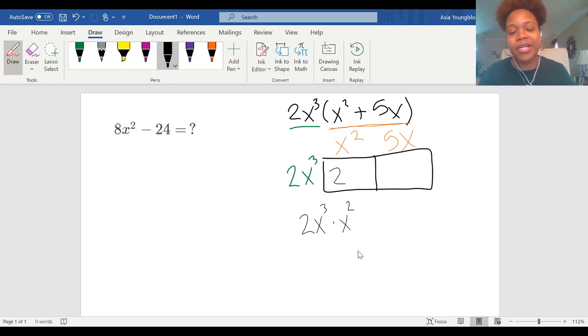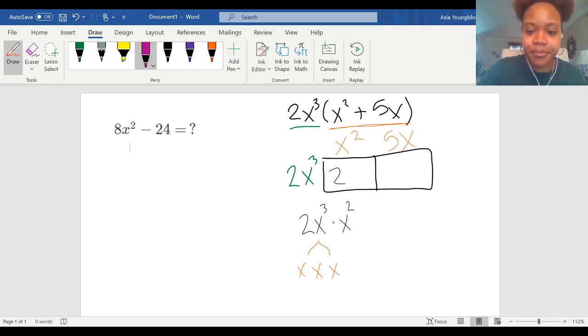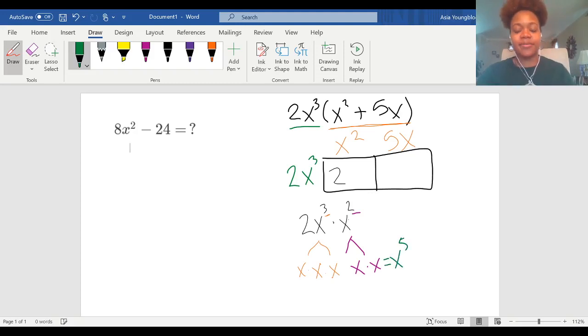But now we want to figure out how many x's we have. So we have 3 x's here because of this exponent and 2 x's here. Again, just a reminder from 2 weeks ago. This means that we have x times x times x. And this means that we have x times x. Again, that's coming from the 2 exponents that we see. So altogether, we're going to have x to the 5th. We just add the exponents. So this first box is going to be 2x to the 5th.